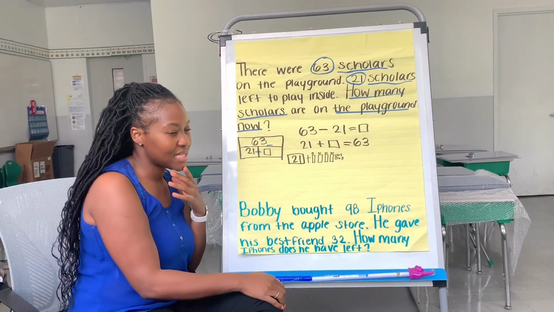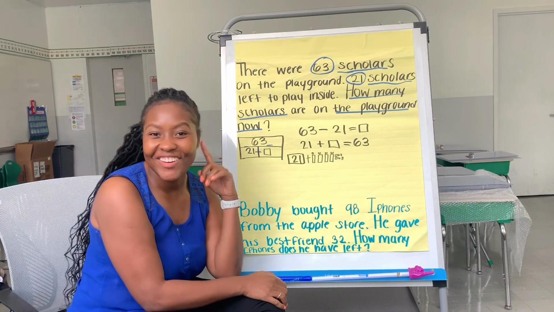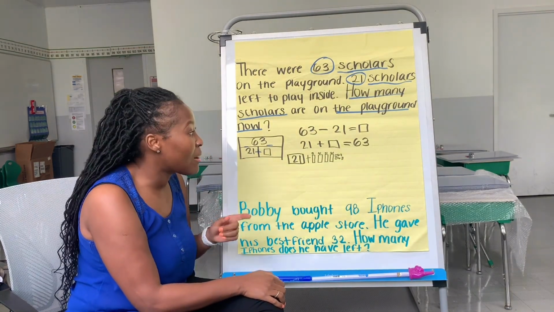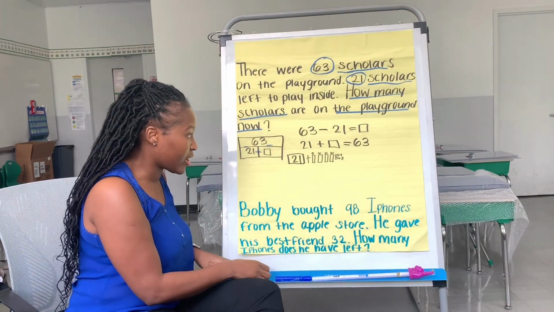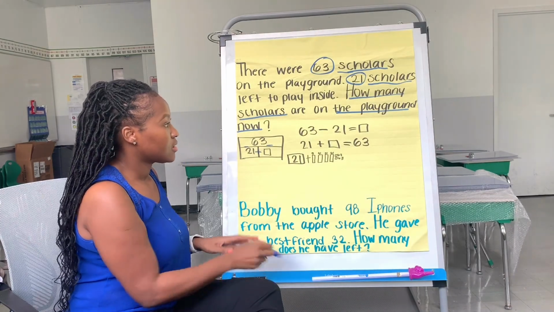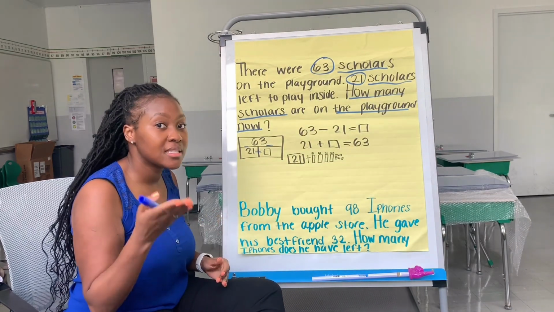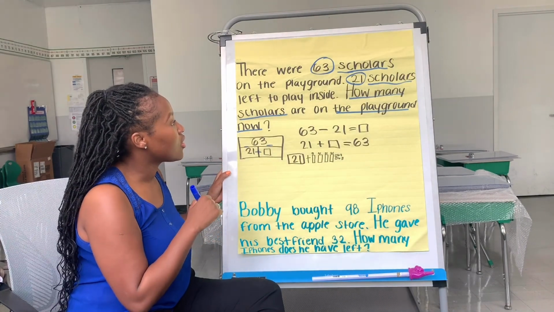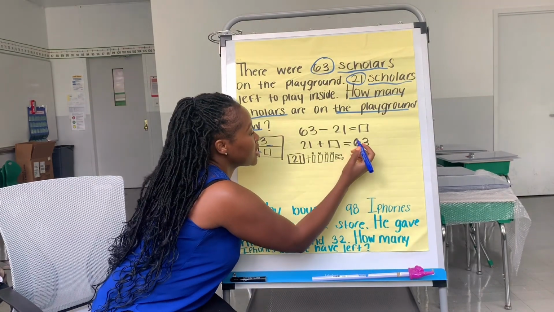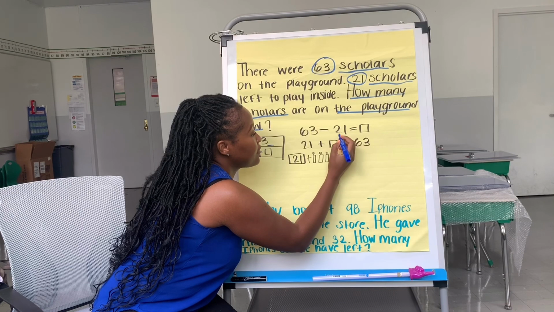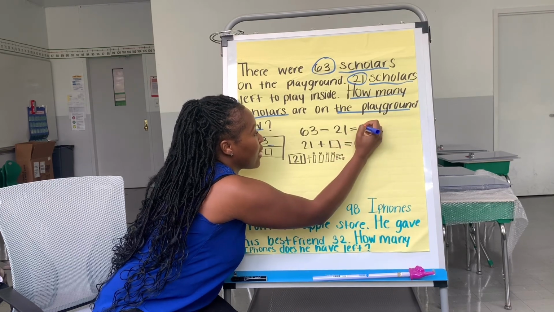So what's my missing part? Yes, my missing part is 42. So there are 42 scholars left on the playground.